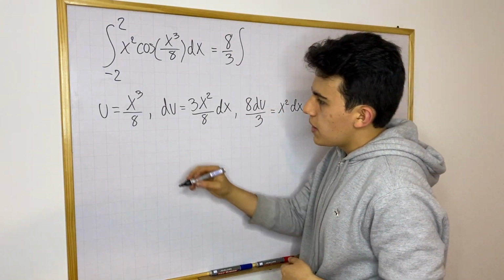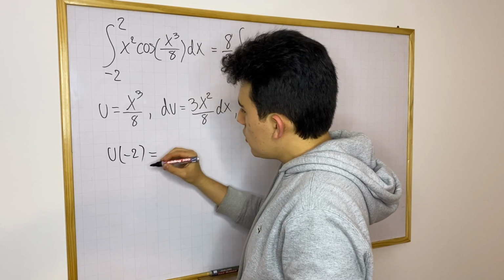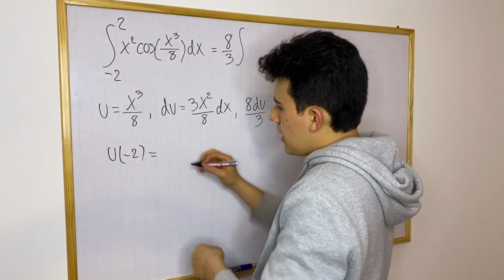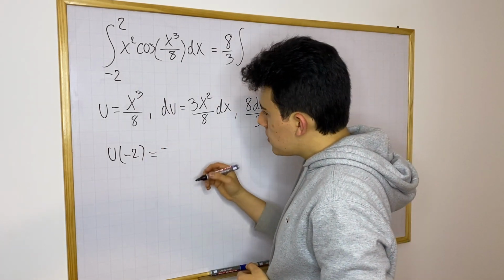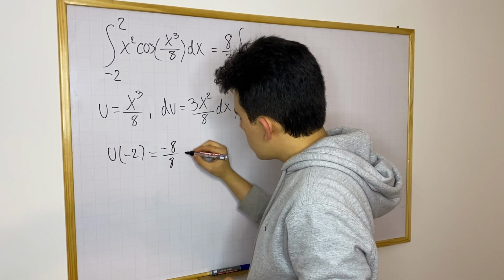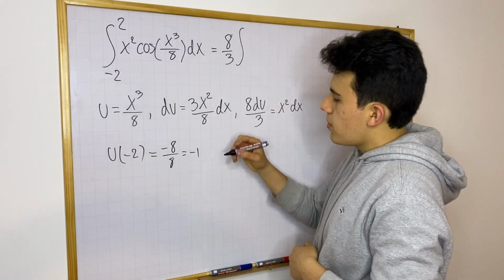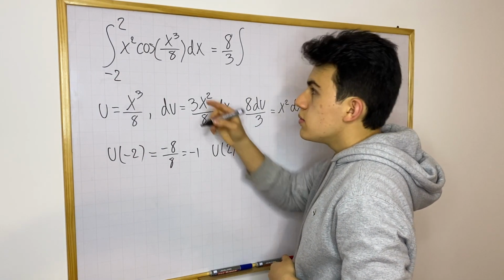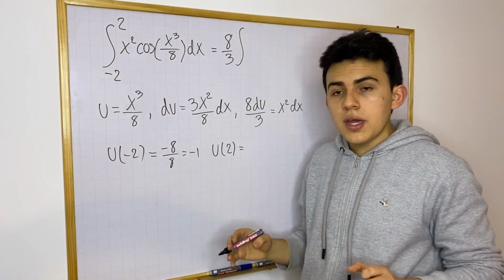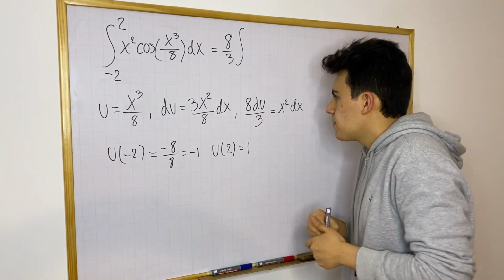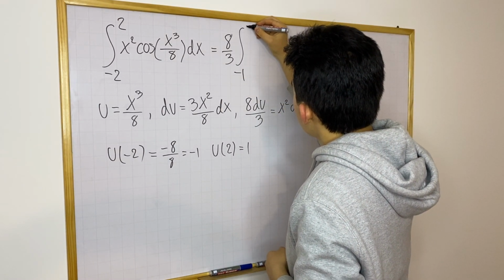So now let's see. The lower bound is going to be the substitution that we use, u evaluated at -2. We know u evaluated at -2 is going to have a negative sign coming out of this x cubed, and we're going to have 2 cubed, which is 8, divided by 8, so this is going to be -1. Now the upper bound is going to be u evaluated at 2, which is 2 to the third power, equal to 8 divided by 8, that's going to be 1. So the lower bound is -1, and the upper bound is 1.